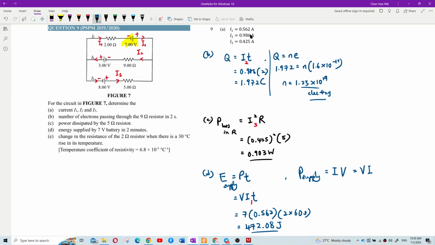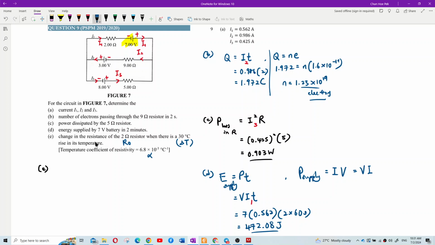That's it. Okay. Now question E. What is the change in resistance of the 2 ohm resistor when there is a 30 degrees Celsius rise in temperature? So this is actually delta T. You know that? And this is the initial resistance R0, and the temperature coefficient of resistivity, this one is alpha.